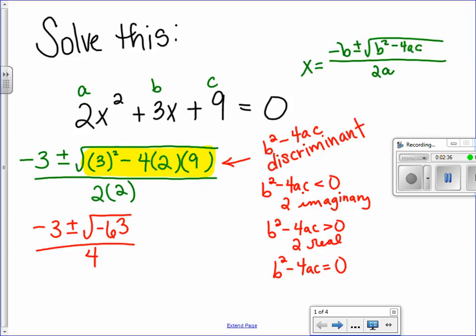1. Why do you have 1 answer? Does negative 3 plus 0 differ from negative 3 minus 0? No. So if it equals 0, you have 1 real solution. It's called a double root, but we say it's 1 real solution. Alright, so let's take care of this negative 63.